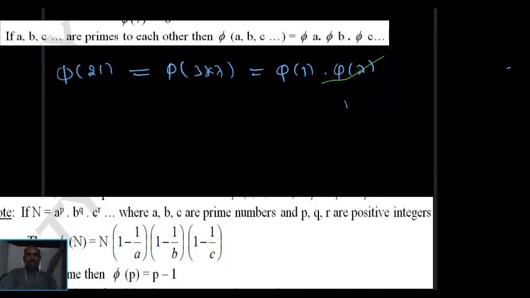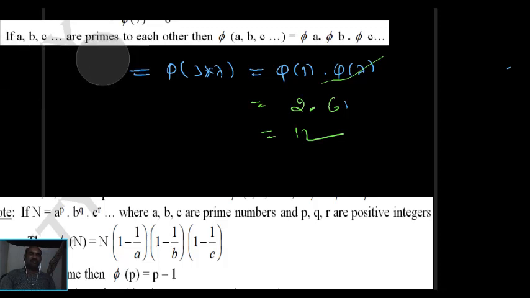Okay. So by using that concept, phi of 3 directly I can write 2. Phi of 7 directly I can write 6. So phi of 21 directly I can write 12. This is one important thing. If A, B, C are all co-prime to each other, then phi of A into B into C equals phi of A into phi of B into phi of C, and so on. So this is one of the important notes.